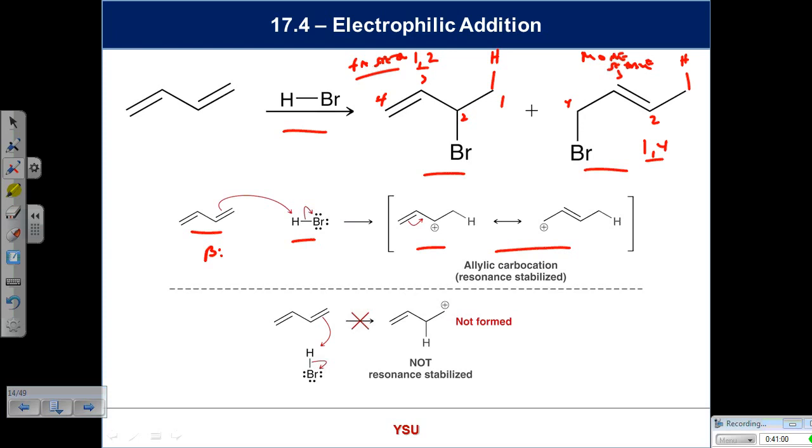Okay? We are spreading this charge out. It only happens if the charge is next to the pi bond. If you put the charge here, you can't get delocalization. The pi bond is too far away. So if you don't remember resonance, go back and have a look again at some of the requirements.